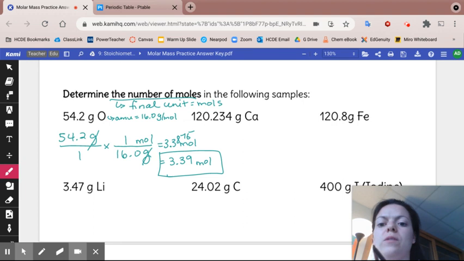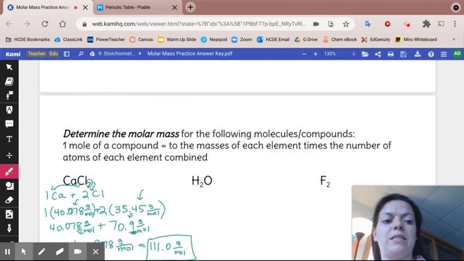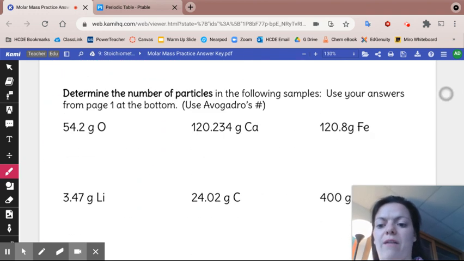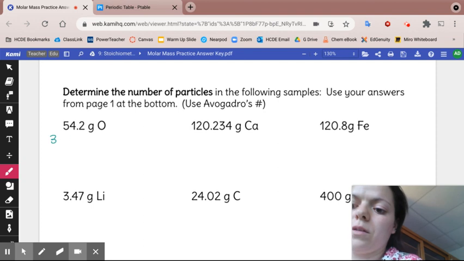We've already determined using our periodic table that oxygen has an atomic mass of 16.0 grams per mole. And using that, we figured out that in 54.2 grams of oxygen, there are 3.39 moles. Okay, so we've already done that part of it. Now we're going to come back down here. We have 3.39 moles.